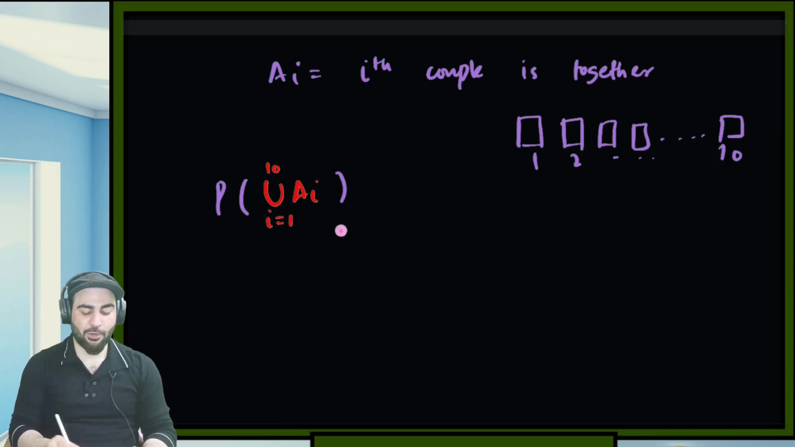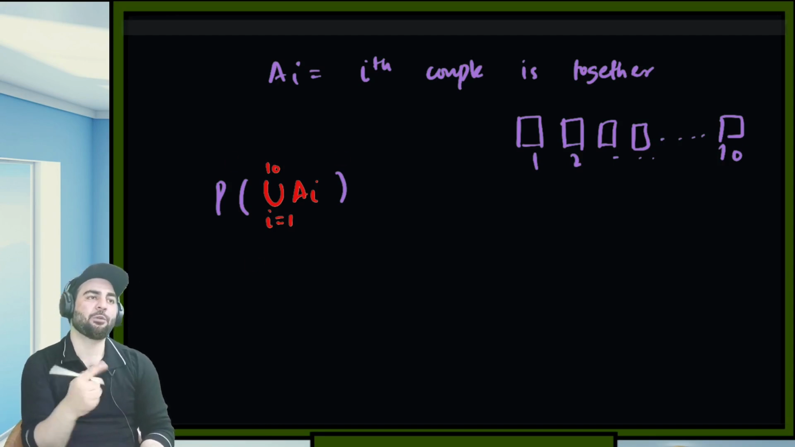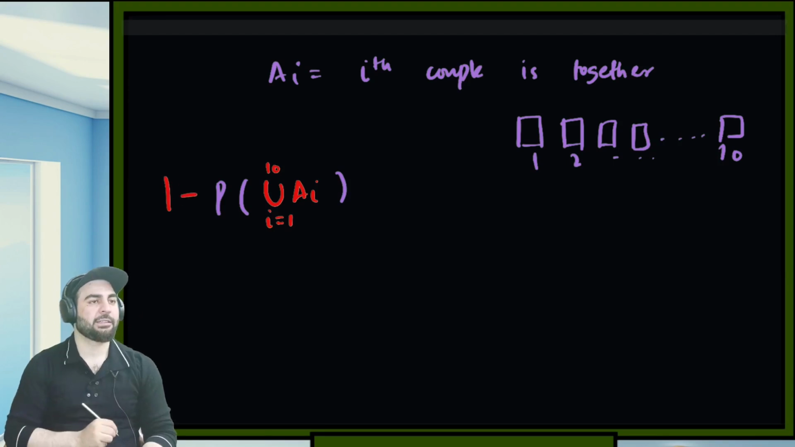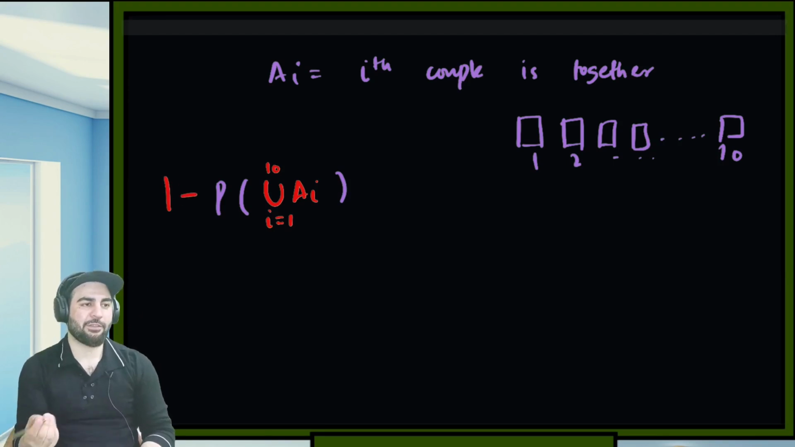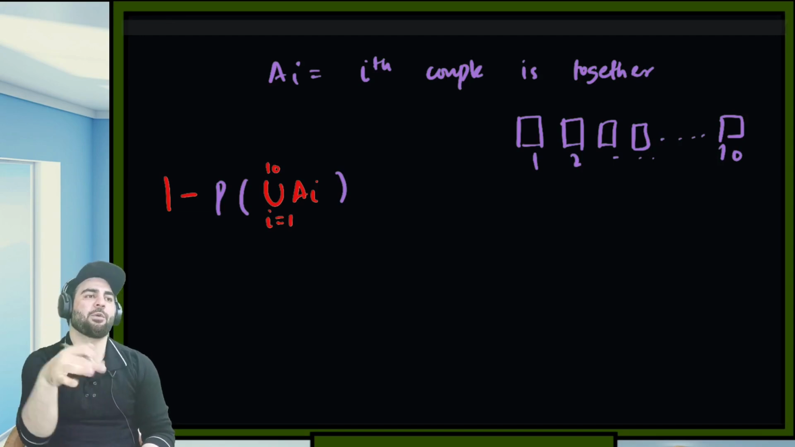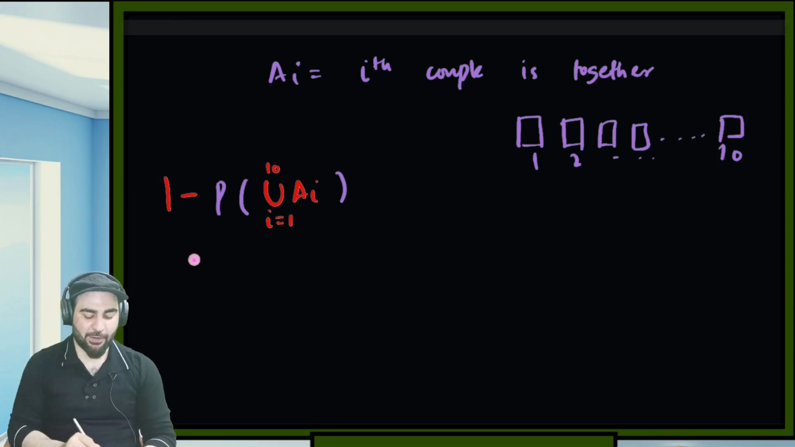Okay, but this is the probability of at least one sitting together. But we have to find the probability that no one sits together. That means the complement of this, 1 minus this. If I have to find none, that means I have to find the complement of at least one. Okay, I have to find this.